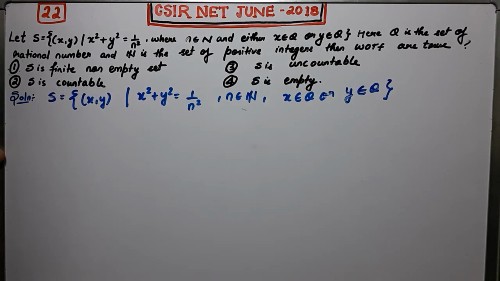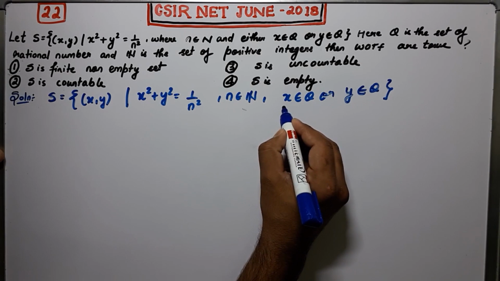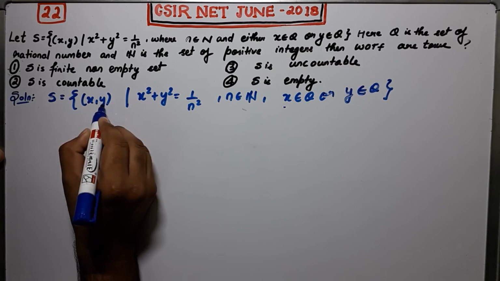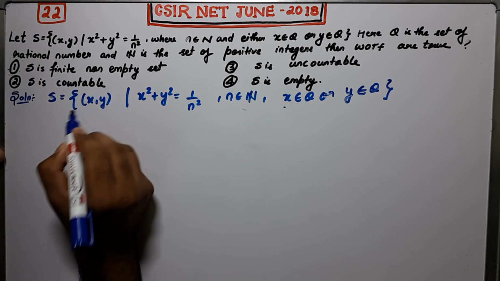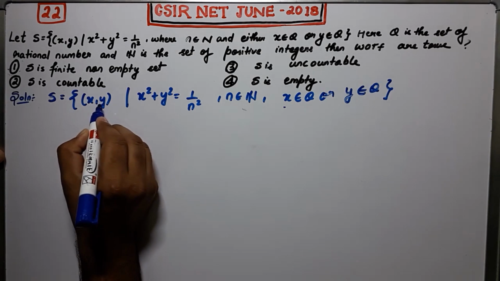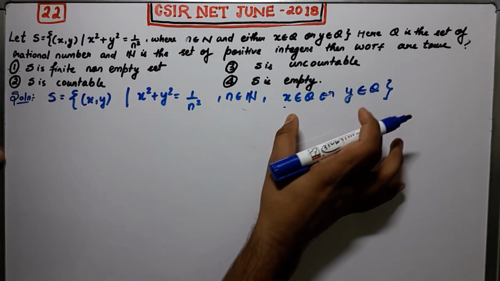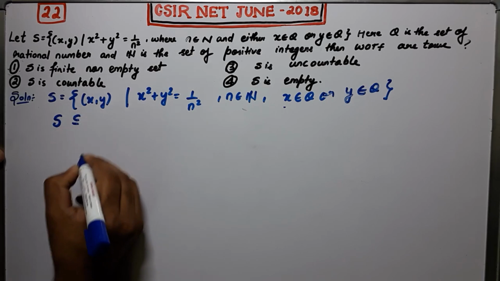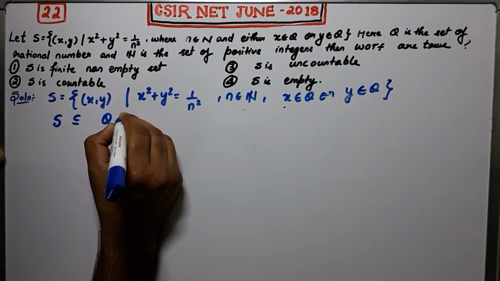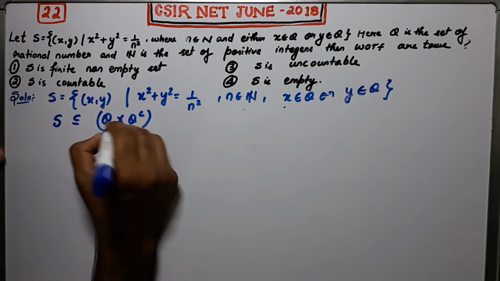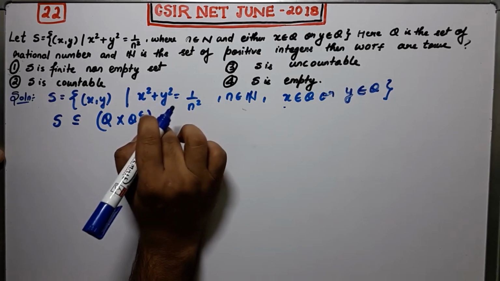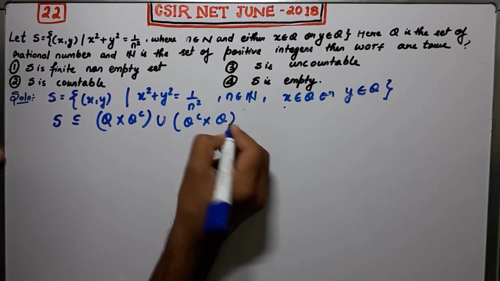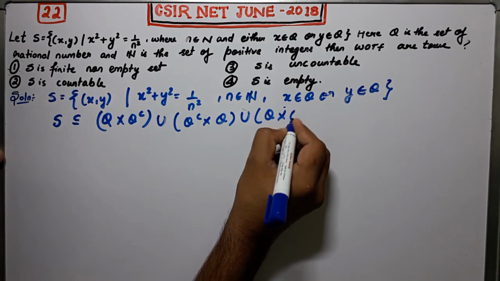Now, x belongs to Q or y belongs to Q basically means that at least one of x and y has to be a rational number. Both cannot be irrational. From this you can conclude that your set S will always be a subset of Q cross Q complement, or not cross, it will be union, Q complement cross Q union Q cross Q.